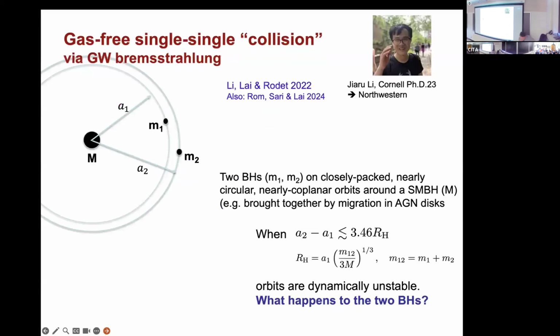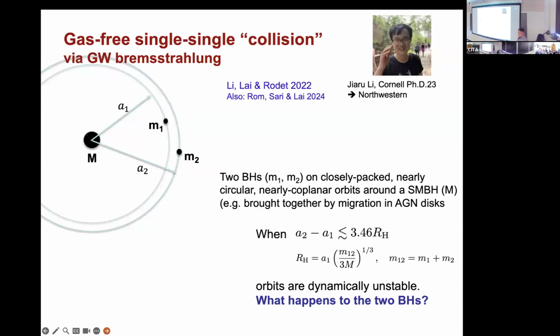First, let me talk about this problem. Imagine you have this example of gas-free merger in the disk. Let's think about the following problem. You have a supermassive black hole and two little black holes, on orbits A1 and A2. Initially they are both in closely packed, nearly circular, nearly coplanar orbits around the supermassive black hole.